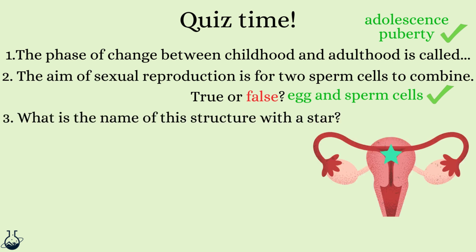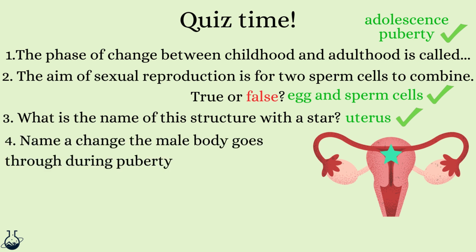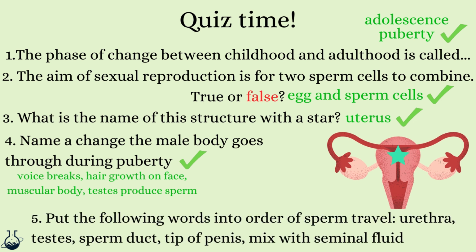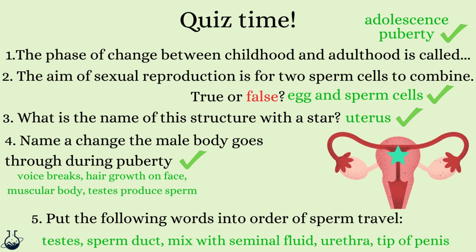Question 3. Name the structure starred in the diagram. The uterus. Question 4. Name one change the male body goes through during puberty. Any one of those listed would be a correct answer. And question 5, put the following words into order of sperm travel. Urethra, testes, sperm duct, tip of penis, mixed with seminal fluid. It should go testes, sperm duct, mixed with seminal fluid, urethra, and tip of penis.